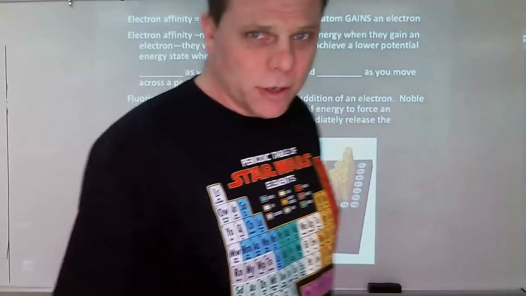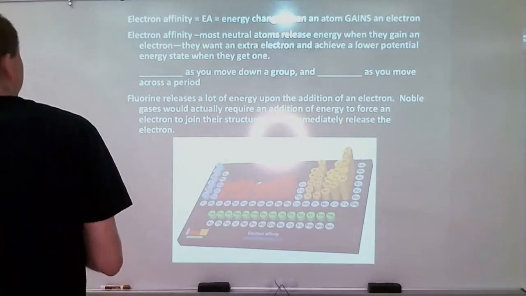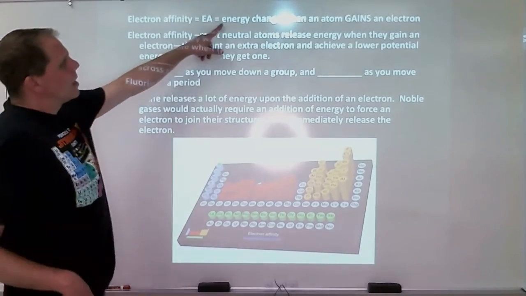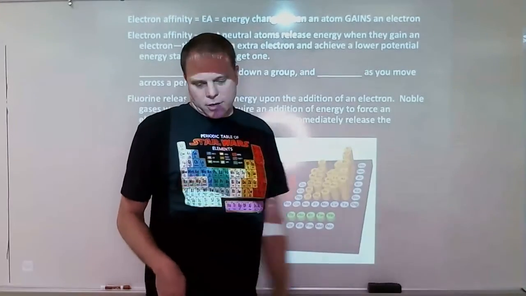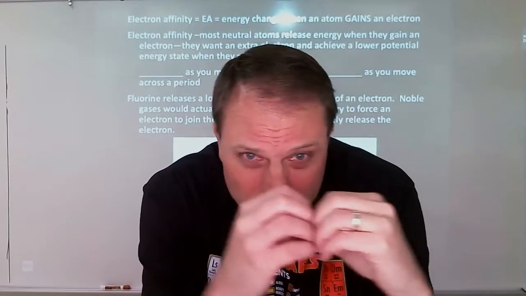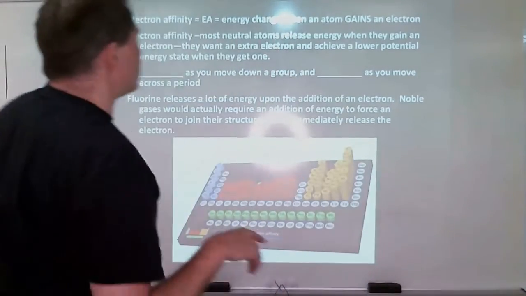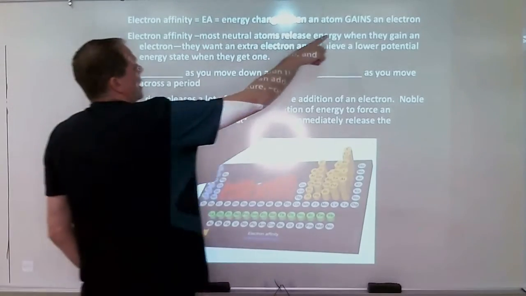Slight difference between electronegativity and electron affinity. Electron affinity is the energy change when an atom gains an electron. Remember, before, when we were talking about electronegativity, we were talking about a shared bond, a covalent bond relationship where the nuclei of two different atoms are pulling and tugging on the shared electrons. In this case, this is not about that. This is about what happens when I gain an electron.